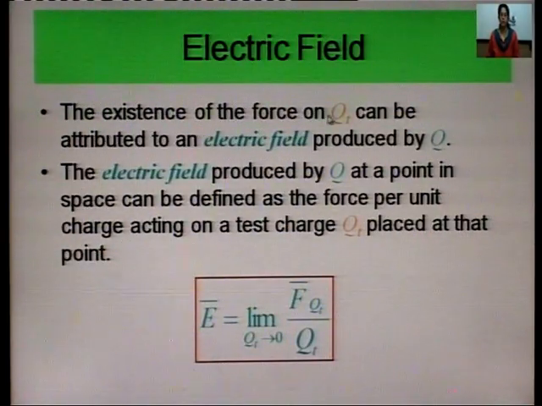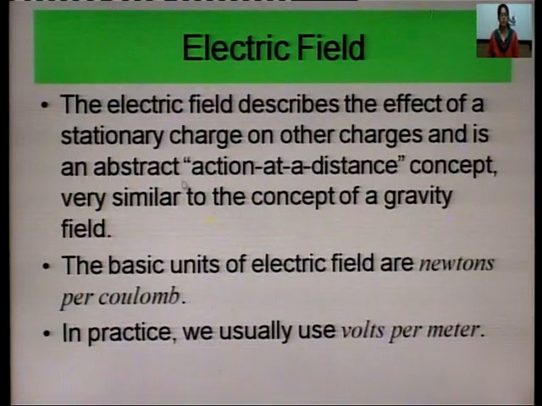The existence of the force on Qt can be attributed to an electric field produced by Q. The electric field produced by Q at a point in space can be defined as the force per unit charge. So this E is the limit Qt tending to 0 of F on Qt divided by Qt. So the electric field describes the effect of a stationary charge on other charges and is an abstract action at a distance concept, very similar to the concept of gravity field. The basic unit of electric field is Newton per Coulomb. In practice we use volts per meter.